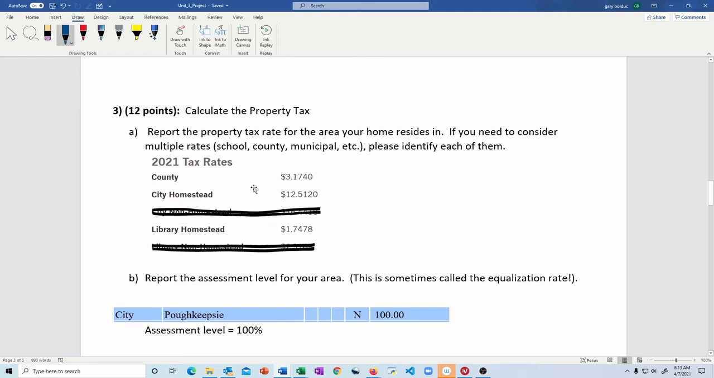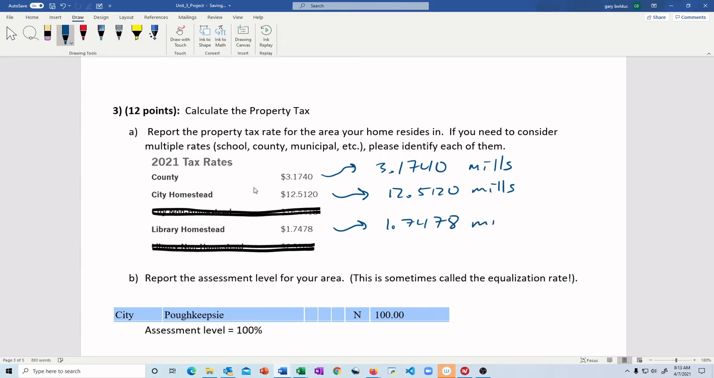Now, this is going to look weird because usually all the problems we practice were like something mills, and then you guys knew what to do there. Well, here's the thing. This isn't mills. It's just breaking it up into what your money's going towards. So what this is telling you for City of Poughkeepsie is that 3.1740 mills go toward the county. This one is saying, well, the 12.5120 mills goes to the city, and then 1.7478 goes to the library.